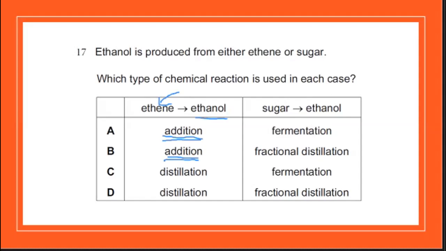And from sugar to ethanol, it means the sugar, which is glucose, needs to undergo fermentation. After it undergoes fermentation, then ethanol can be obtained by fractional distillation. So it must first undergo fermentation. So addition for the first one, fermentation for the second one. The answer is A, as in apple. All right, so if you came up with A, A is the correct answer.